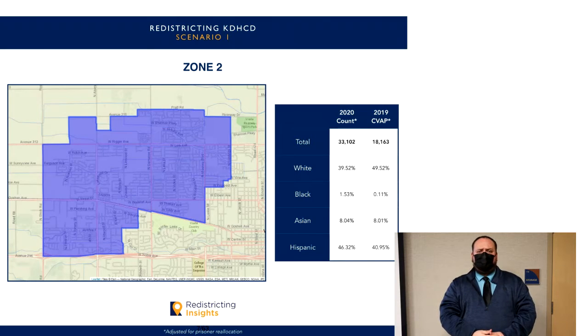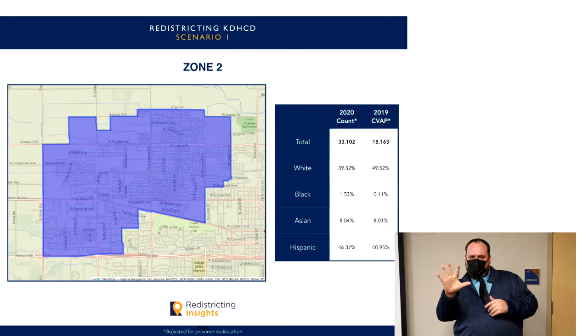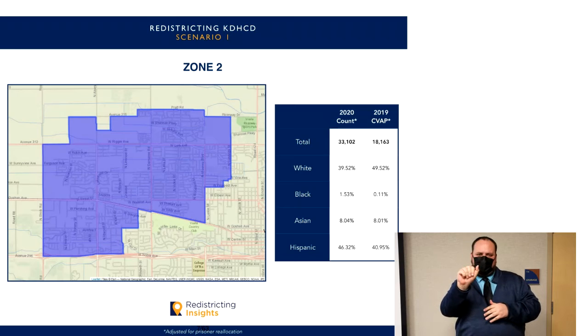And then finally, we have this one labeled District 2. Again, it takes up a little bit of the northern part of Visalia above Green Acres. This one is again under just a little bit, 0.05% under deviation. This one, we get back up to a higher Hispanic CVAP population, with 40.95%.